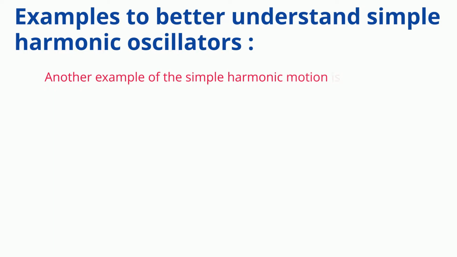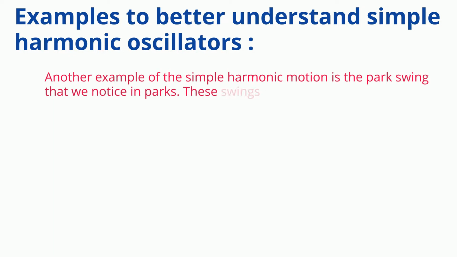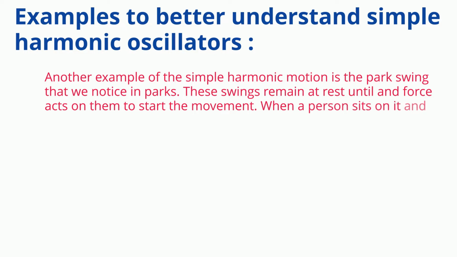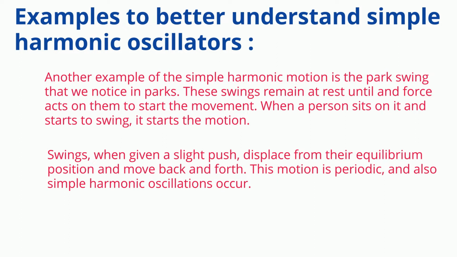Another example of simple harmonic motion is the park swing that we notice in parks. These swings remain at rest until a force acts on them to start the movement. When a person sits on it and starts to swing, it starts the motion. Swings, when given a slight push, are displaced from their equilibrium position and move back and forth. This motion is periodic, and simple harmonic oscillations occur.